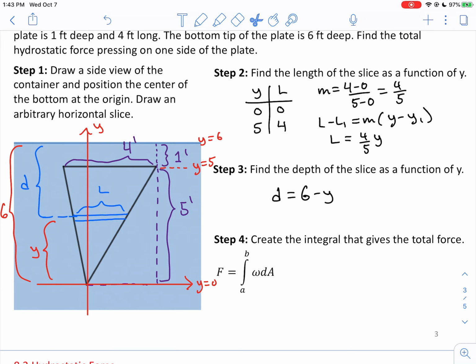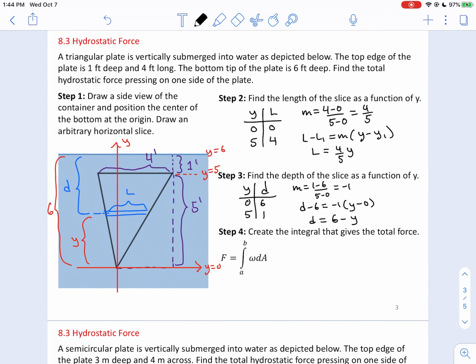Keep in mind that our strips are going to start down here at y equals 0, and when y is 0, the initial depth should be 6. Right? That's the depth of the strip. And by the time we get to the top, when y is 5, the final depth should be 1. You could, in theory, do the same thing we did up here, you could create a y depth table and do an equation.